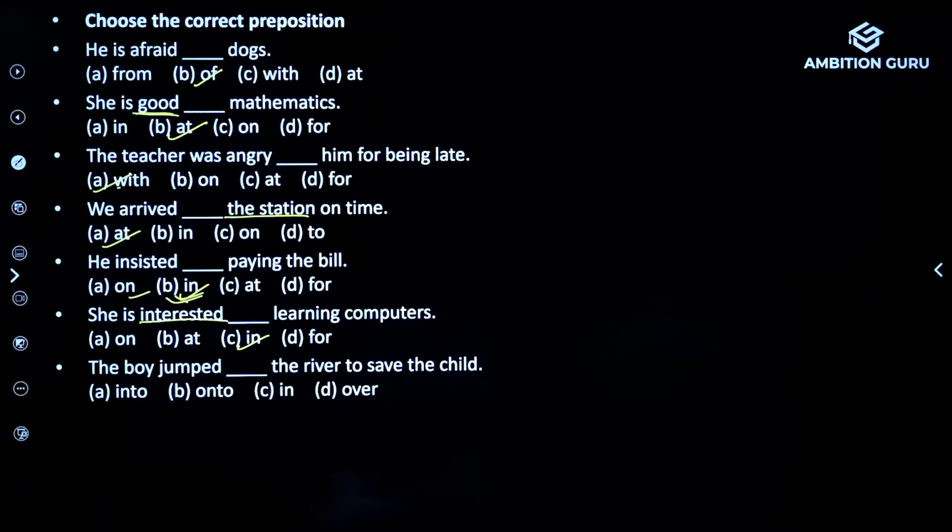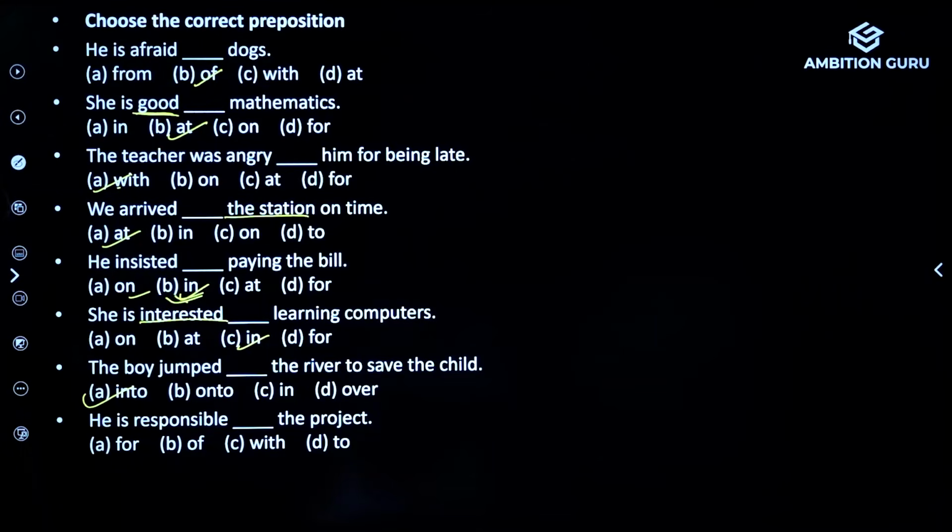Next, the boy jumped the river to save the child. The boy jumped into the river. The boy jumped onto the river. The boy jumped in the river. The boy jumped over the river. Here it talks about going inside. So what happens? In or into? Let me give you only two options, in or into. Okay, very good. So here should be into. The boy jumped into the river to save the child.